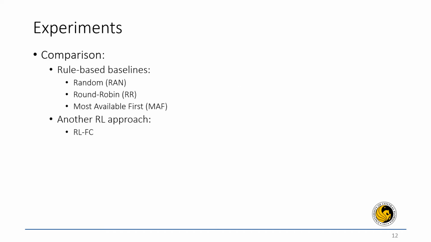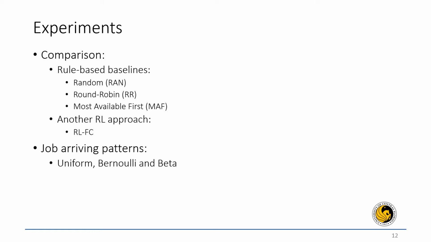To compare with our approach, we use 3 rule-based baselines: random, round-robin, and MAF, where the last baseline roughly mimics the idea of the best baseline in reference 12 of the paper. Additionally, we compare with another reinforcement learning approach denoted as RLFC, which roughly follows the approach in reference 12 as well. For job arriving patterns, 3 are used, including uniform, Bernoulli, and beta.